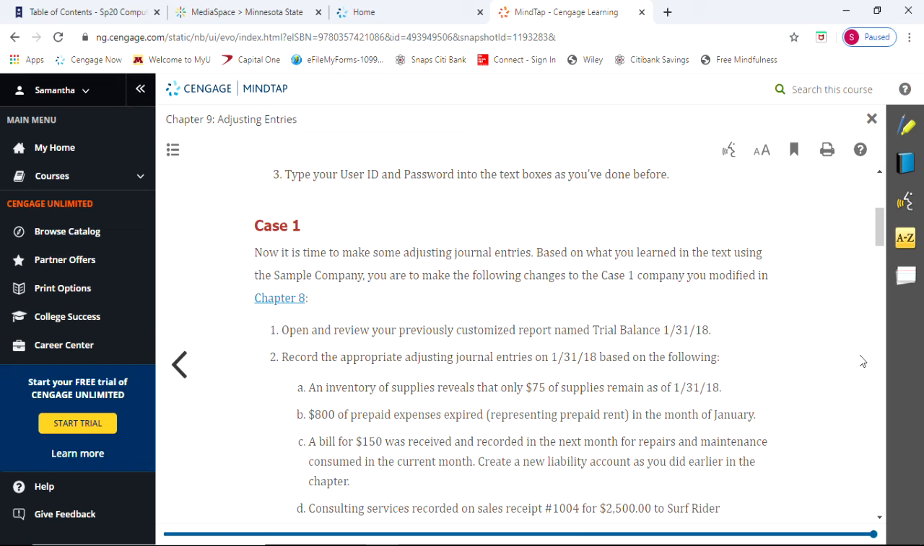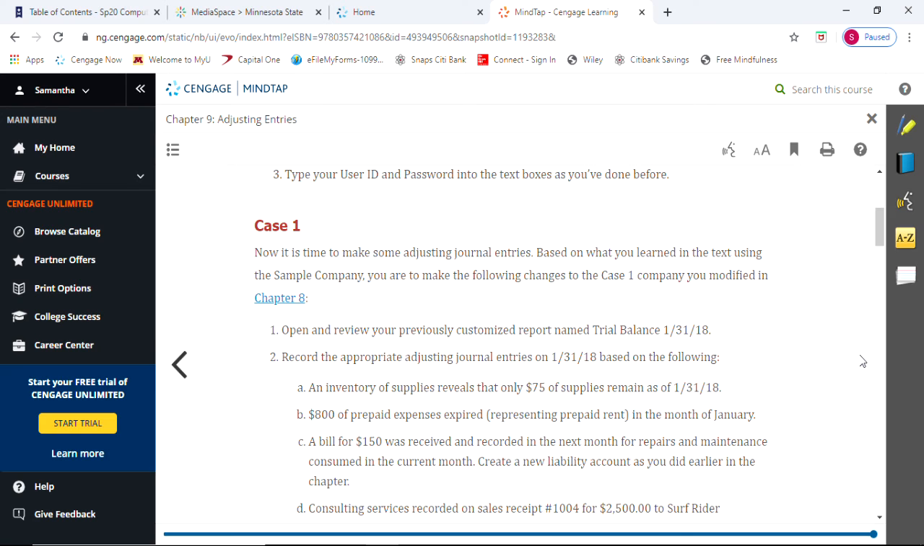So adjusting entries is one of the topics in financial accounting that a lot of students make mistakes on and get confused on. So just really go slow and think through it and use the information in your book, and then look up any additional information that you need to make sure that they're correct.